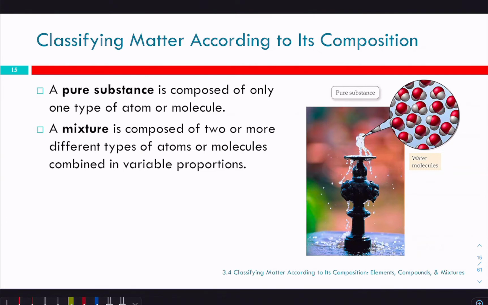This is one that you can look at as a decision tree. Our first big classification is going to be pure substances, which are only one type of atom or molecule. And then mixtures, which are composed of two or more different types of atoms or molecules.